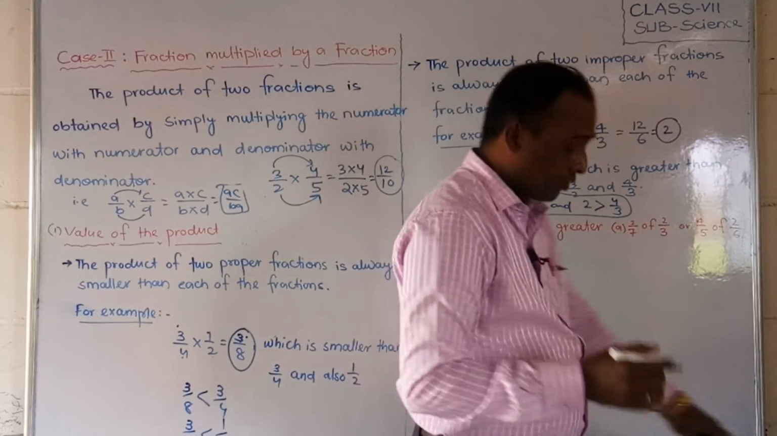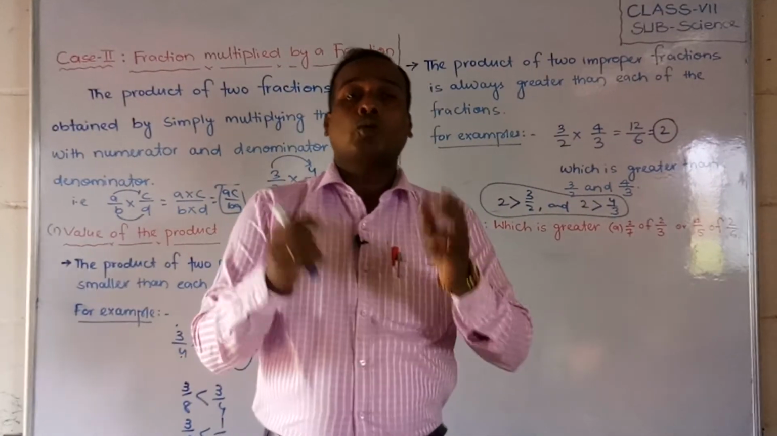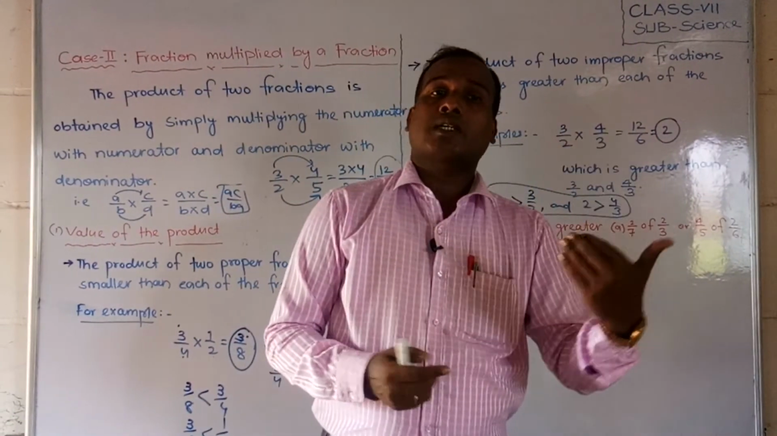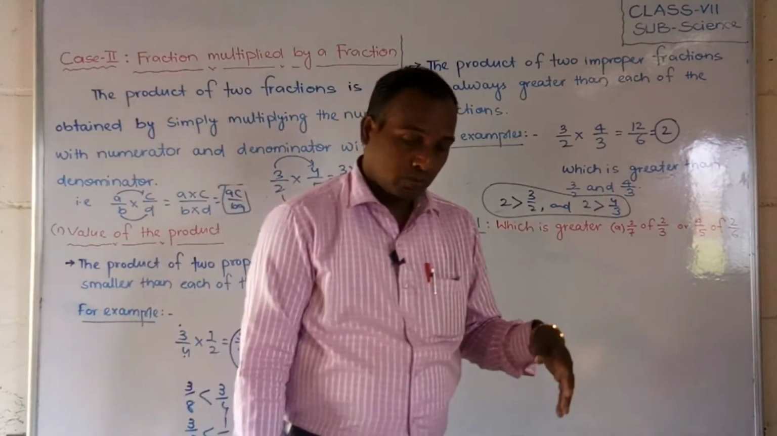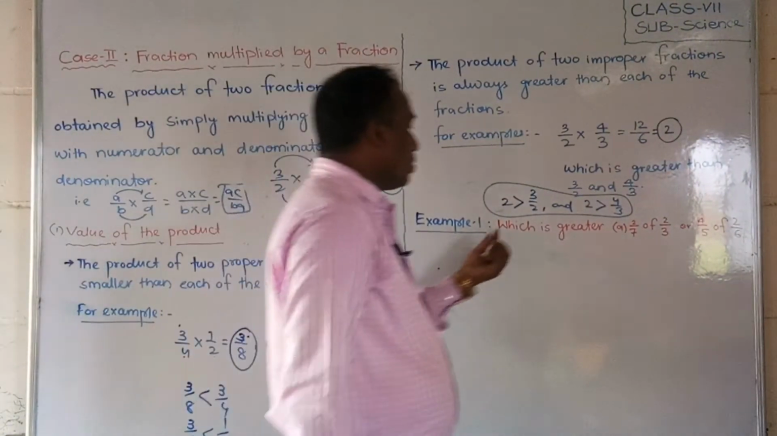What did you conclude, students? When we are multiplying two improper fractions, whatever value we get is always greater than each of the fractions we have multiplied. Okay, so this is one condition also. This is one of the values. So now students, we will discuss another example, which is greater.